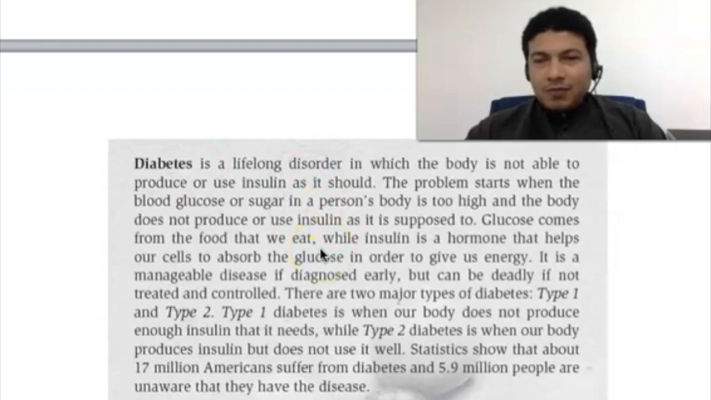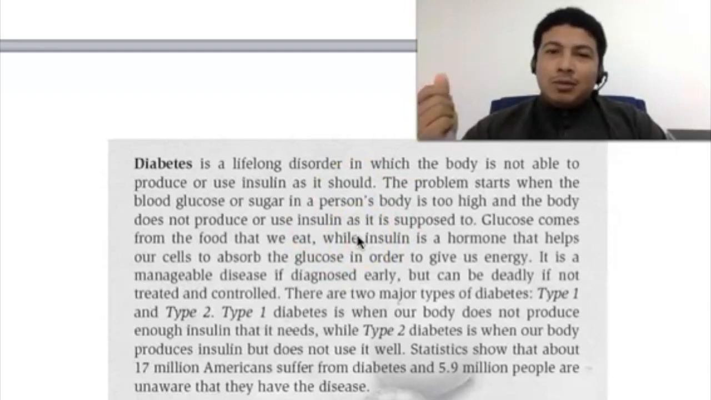So the first step to understand a paragraph or an article is knowing what the topic is, because that will help us to know generally what the paragraph is talking about.